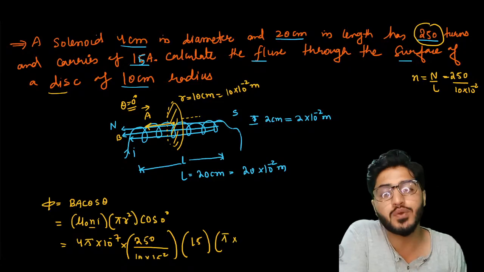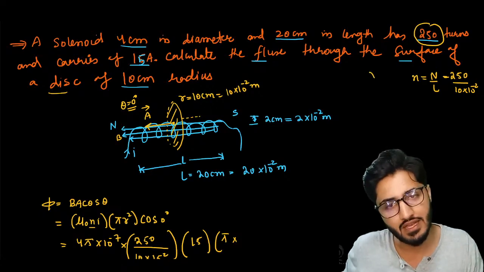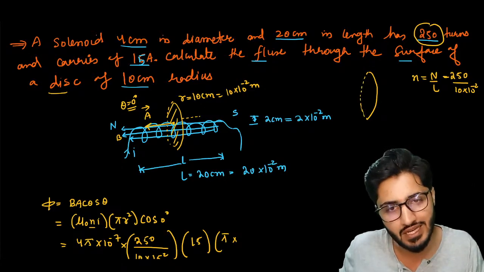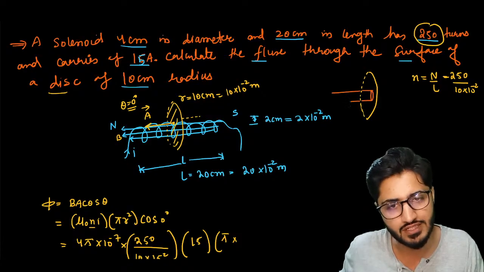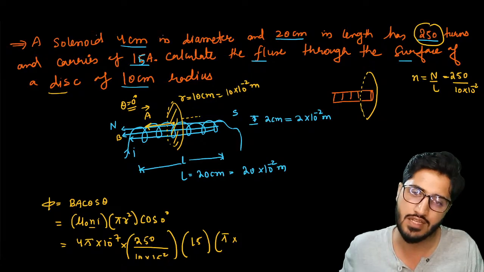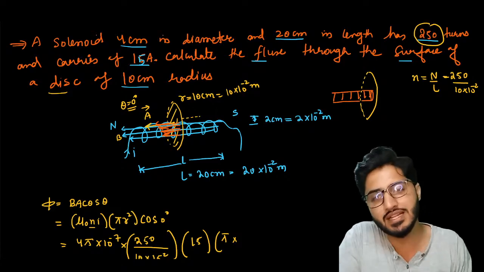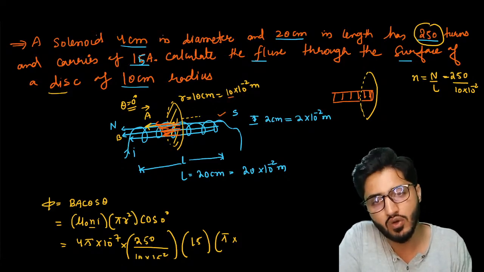Okay, look, we are having two R's. We are having the radius of this disc, right? But the area which is applicable now is only this much. Why? Because flux is only crossing this much area. Look now, you can see the area is this one. So we need to take the radius of this solenoid, not this one.